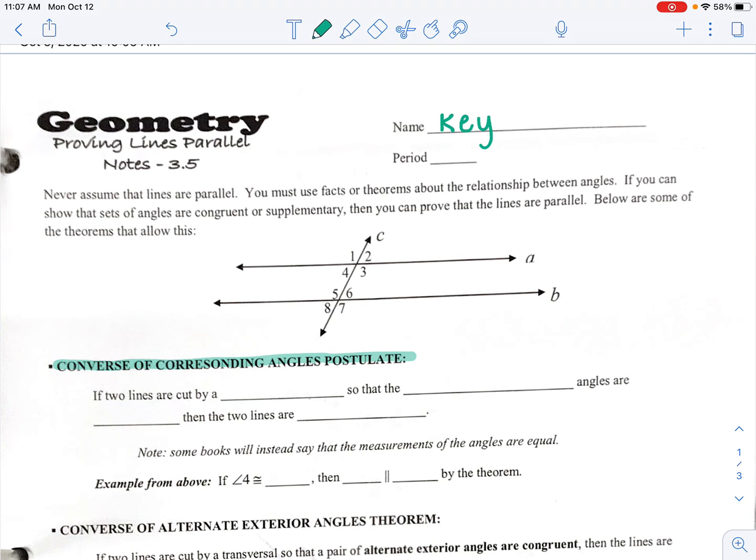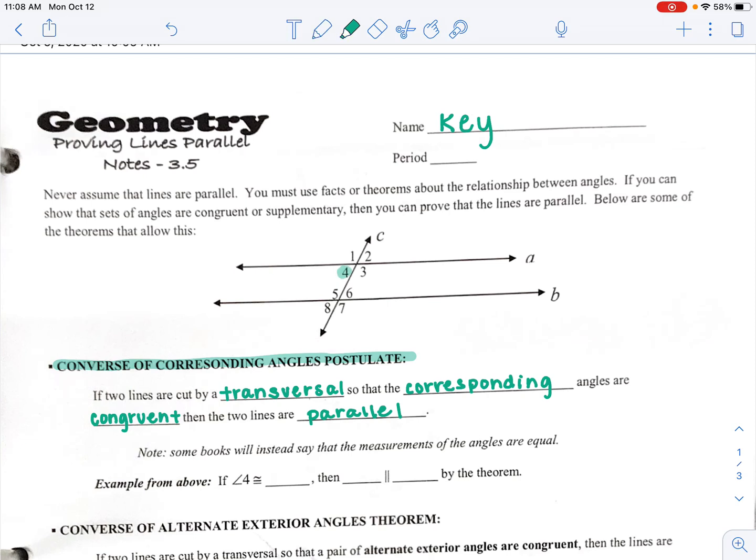So the first one says, converse of corresponding angles. All right, if 2 lines are cut by a transversal, so that the corresponding angles are congruent or equal, then the 2 lines are parallel. All right, so example from above, it says if angle 4 is congruent to blank.